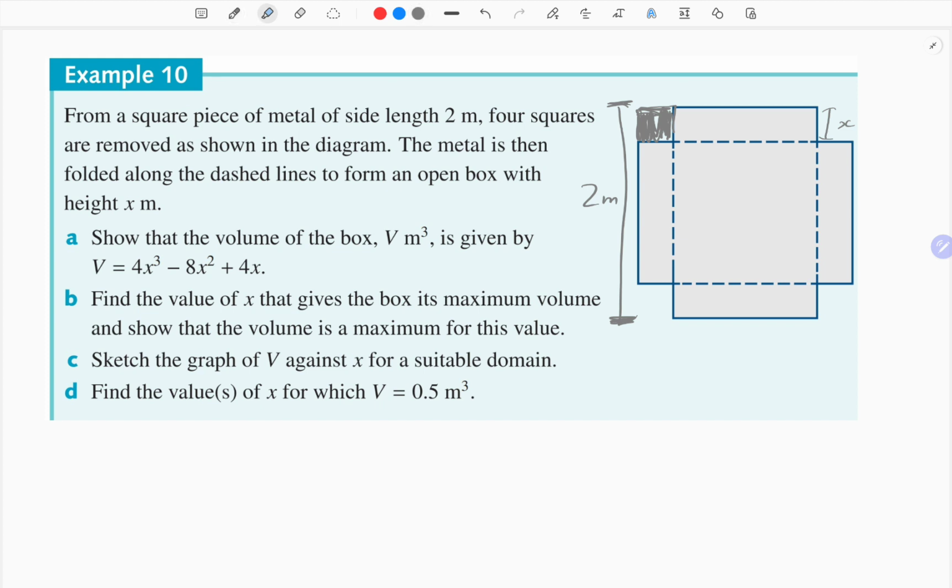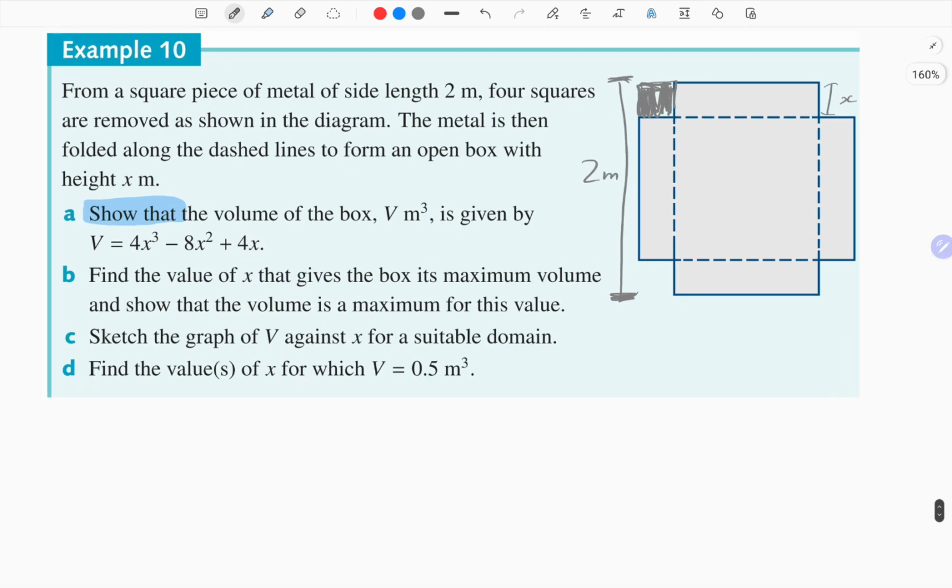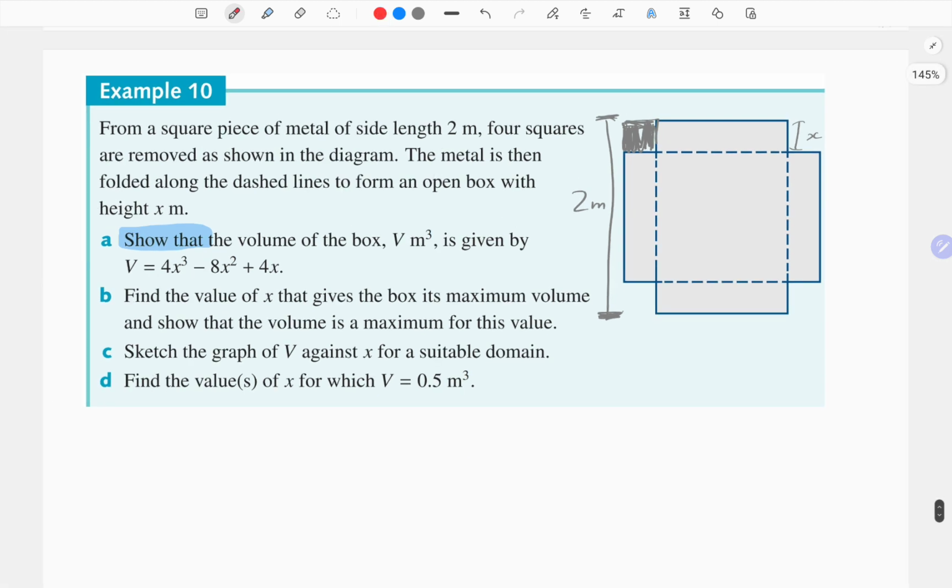Now, a new type of question. You haven't seen a show that question before, have you? For show that questions, you normally have to start on one side and then somehow show it equals the other side. So for question A, and normally in the exam when you see a show that question, don't do that one first. Do everything else first. I'll show you how it works.